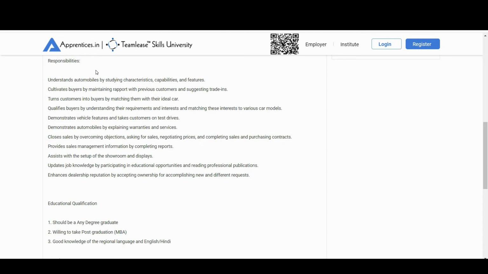Assists with the setup of the showroom and displays. Updates job knowledge by participating in educational opportunities and reading professional publications. Enhances dealership reputation by accepting ownership for accomplishing new and different requests.